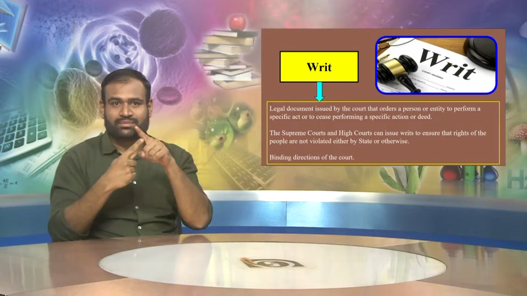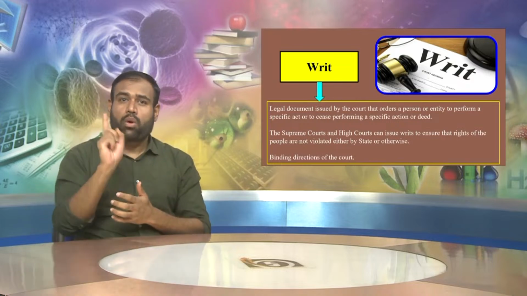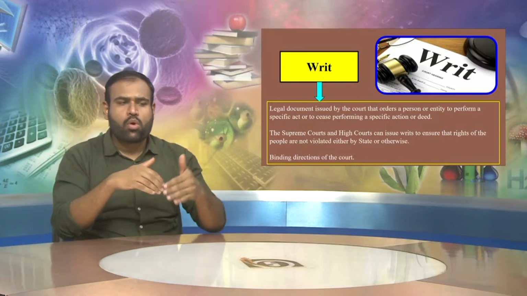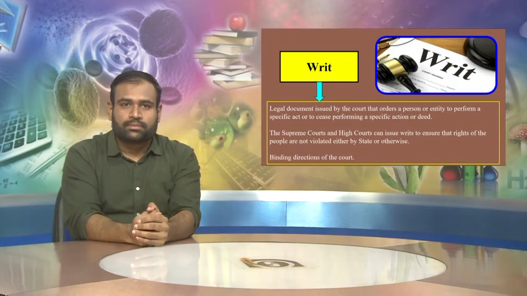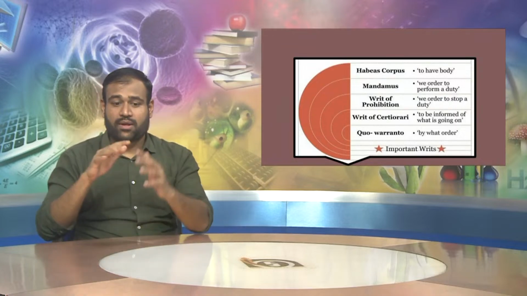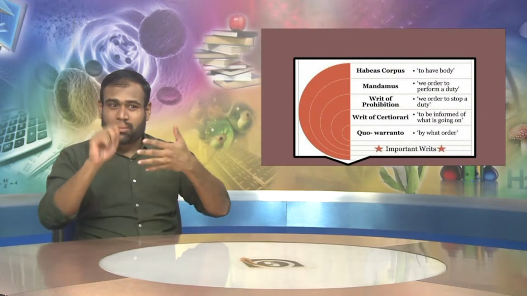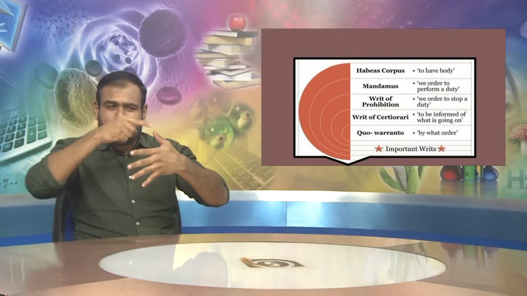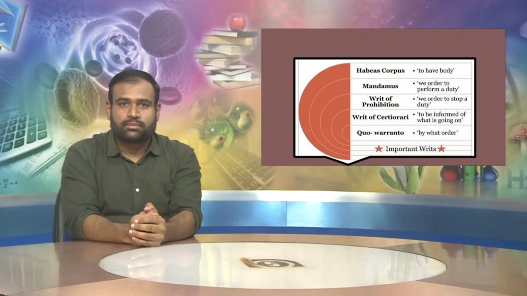Writs. A writ is a legal document issued by the court that orders a person or entity to perform a specific act or to cease performing a specific action or deed. You can see the points: habeas corpus, mandamus. We will explain these points in further slides.